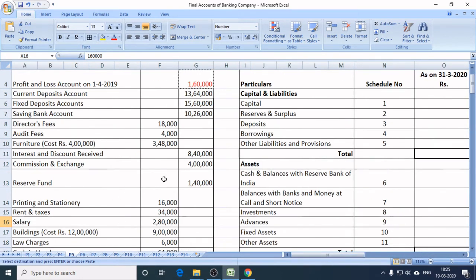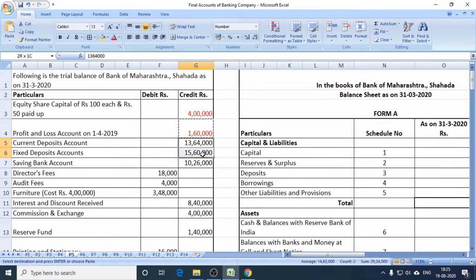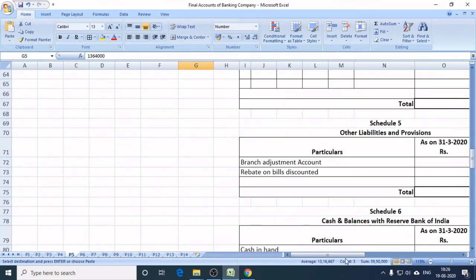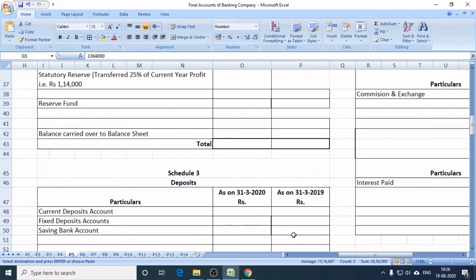The next is current deposit, fixed deposit, saving bank account. Now these three ledgers have credit balances, and all these three ledgers are nothing but liabilities of a bank. So as per the nature of these three ledgers, the appropriate schedule is schedule number 3 deposits. So I will show it under schedule number 3 deposits here in the column of current year.